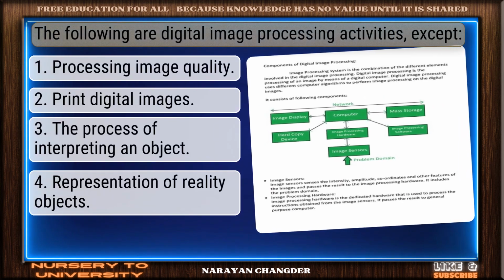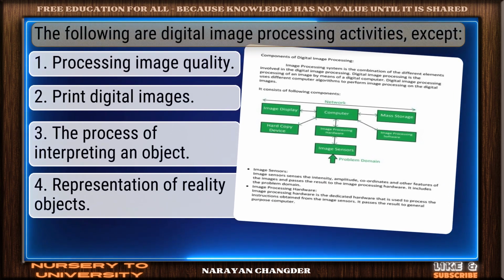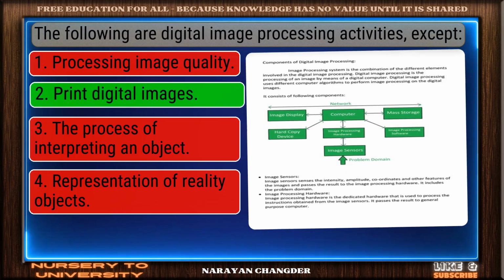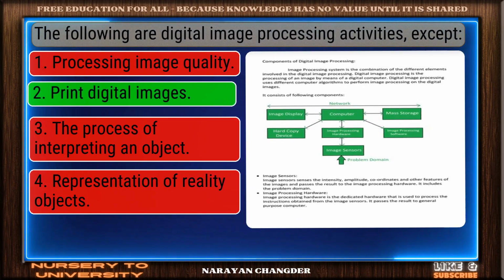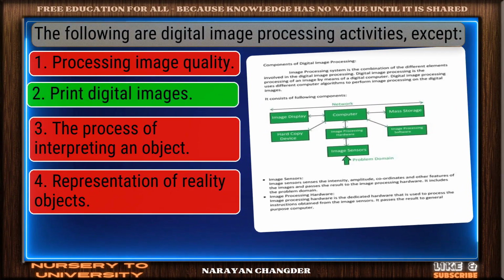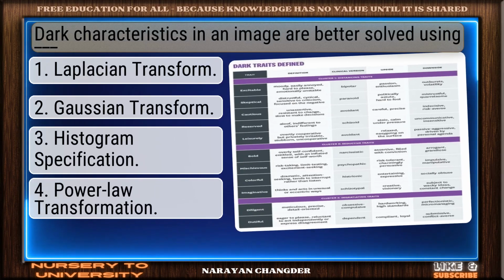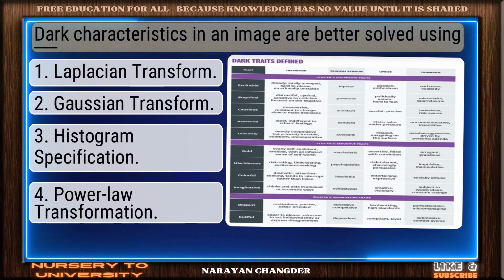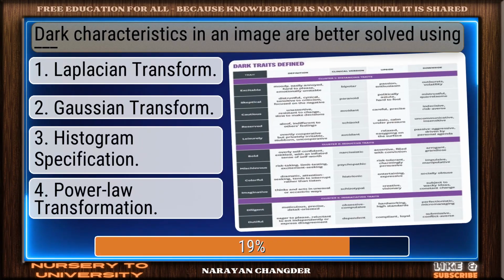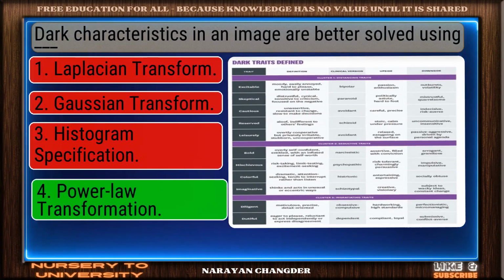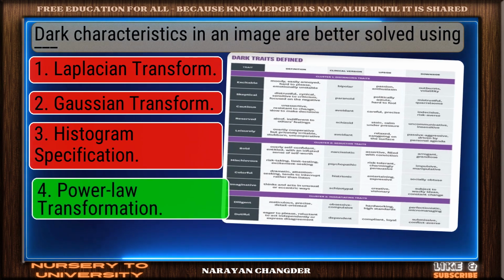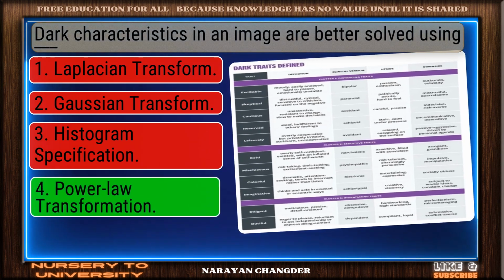Question number 40. The following are digital image processing activities except. Clear logic. Your choice print digital images is sound and 100% true. Question number 41. Dark characteristics in an image are better solved using dash. Nice work. You chose power law transformation, and it is correct.